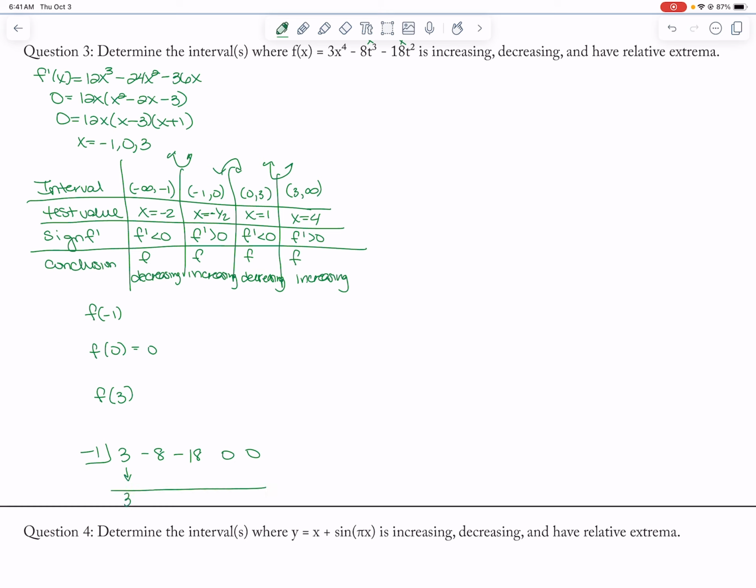Okay, so f of negative 1 is negative 7. And then f of 3 is 3, 9, 1, 3, negative 15, negative 45, and then negative 135.